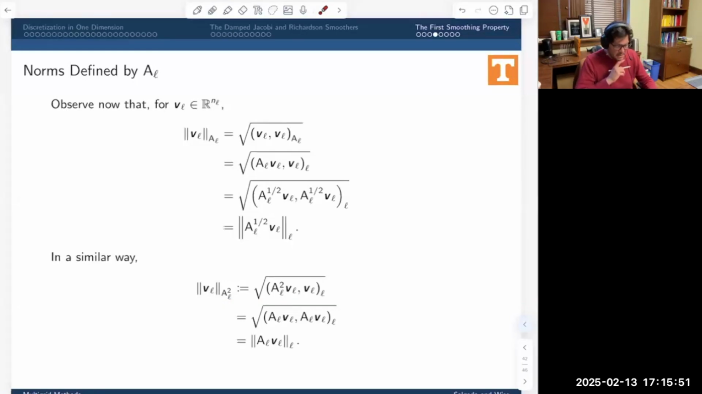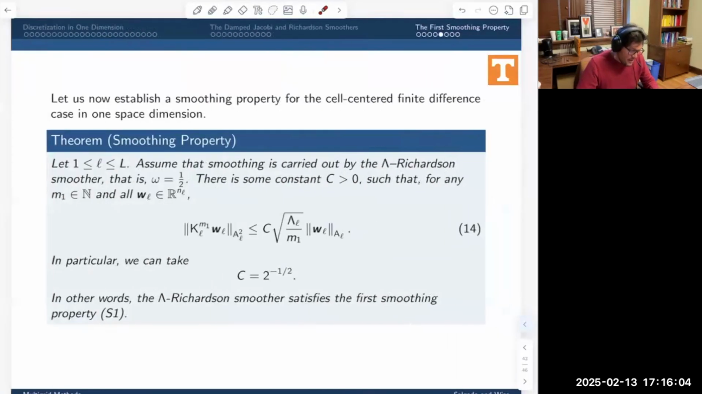Now, we did mention this way back in chapter 4, but the same thing holds here in chapter 7 because we have this family of symmetric positive definite stiffness matrices lying around called A_L. All right, now we need to establish the first smoothing property for our cell-centered finite difference method. And the way we're going to do this is we're going to assume that we're using Lambda-Richardson's method. And let me see. I may not have time to go through all of the details of this, but if not, then we'll come back and finish up these details next time. But at least I'll get the statement and a little bit of the proof out of the way.